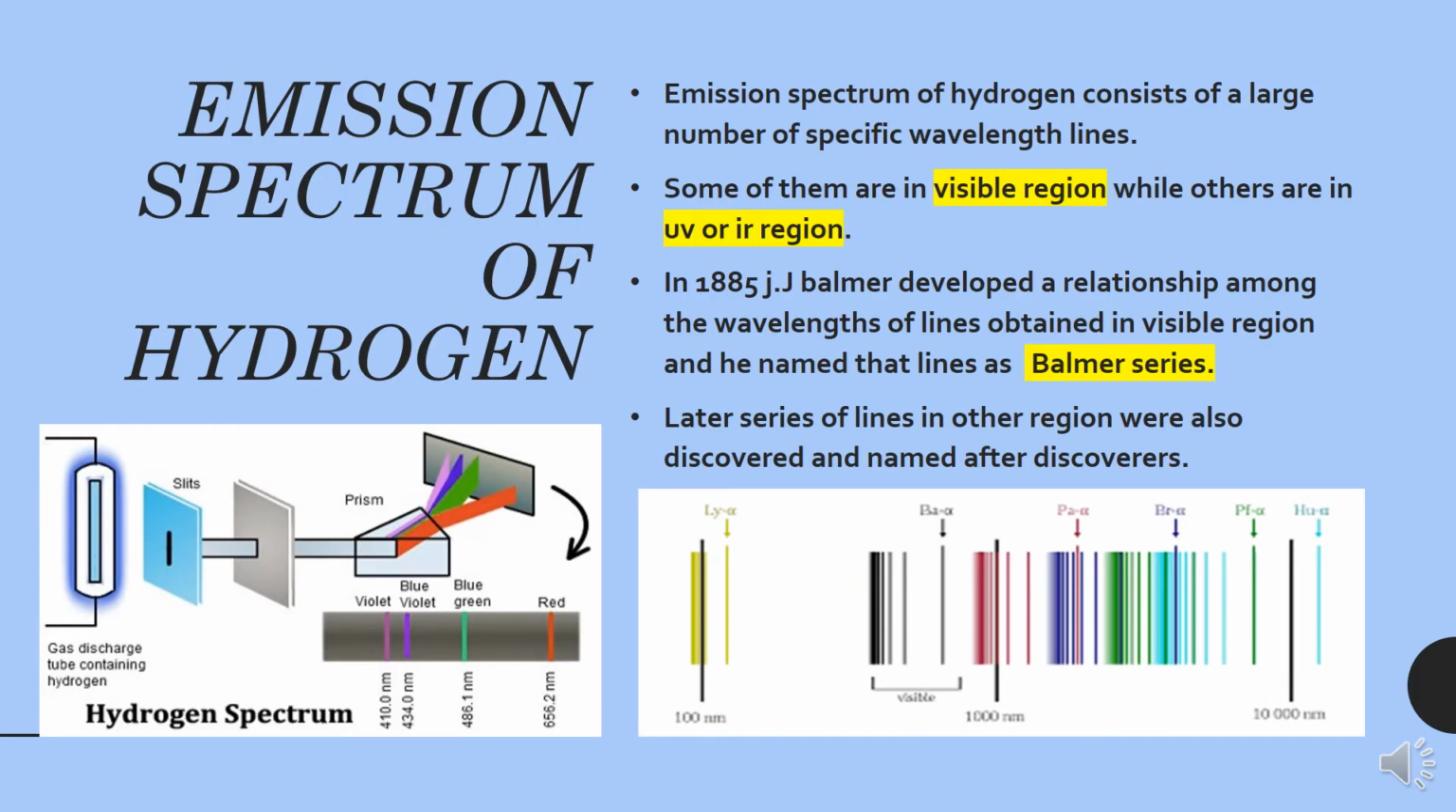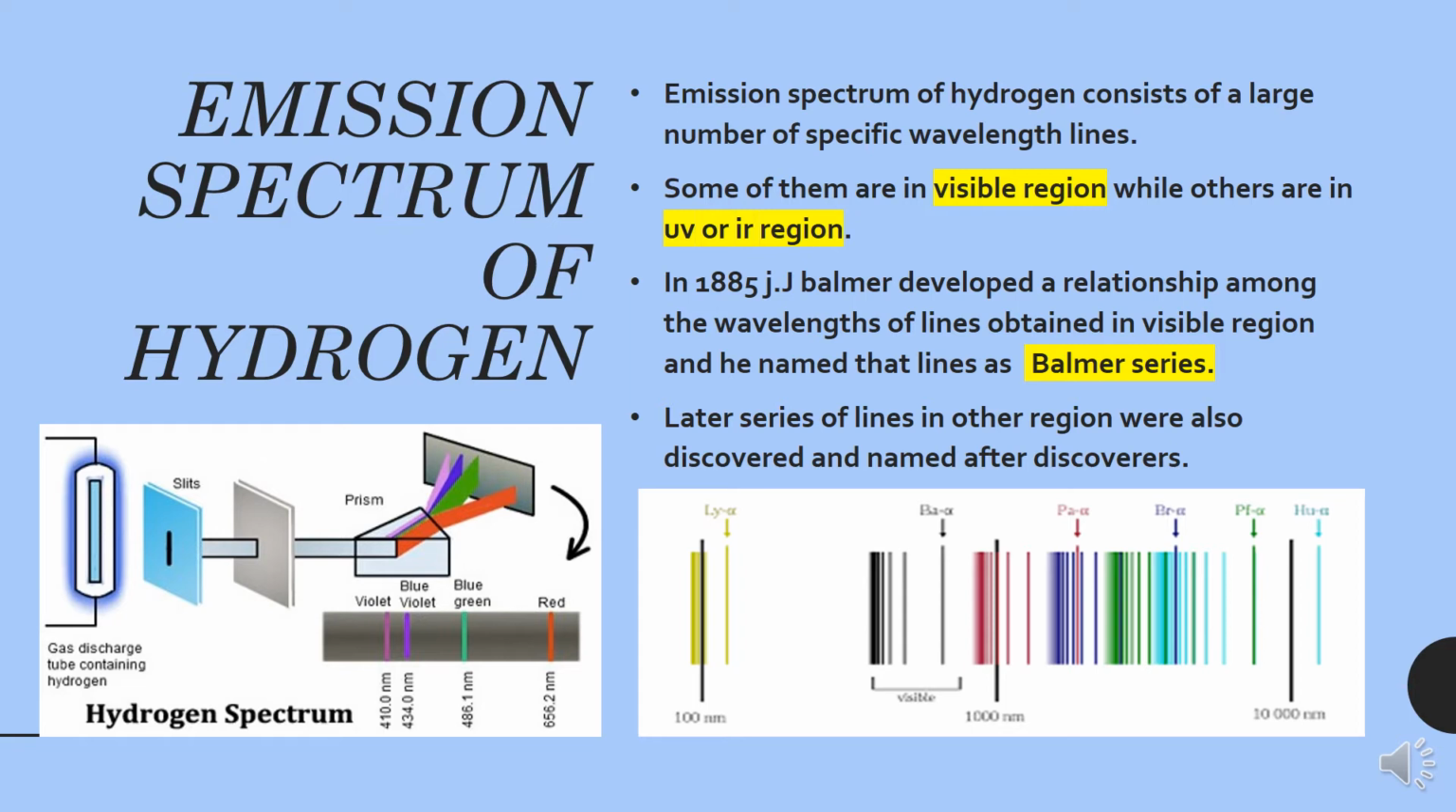Next, it's very important because it was the hydrogen atom for which the emission spectrum was studied first. And emission spectrum of hydrogen consists of a large number of various lines which were related to specific wavelengths. And some of these lines are found in the visible region while others are in ultraviolet or IR, infrared region.